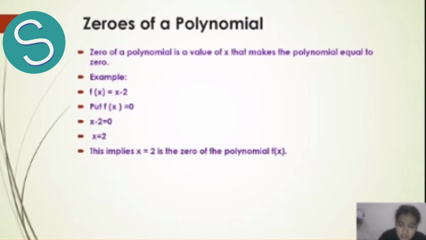0 of a polynomial is a value of x that makes a polynomial equal to 0. तो अगर कोई f(x) है उसमें हम x की ऐसी क्या वैल्यू डालें कि f(x) की वैल्यू 0 आ जाए तो वो होता है उसका 0 of the polynomial. तो whenever 0 of a polynomial कैलकुलेट करना होता है तो फर्स्ट स्टेप होता है कि f(x) को 0 पुट करते हैं, देन x की जो वैल्यू आती है वो होता है आपका 0 of the polynomial.